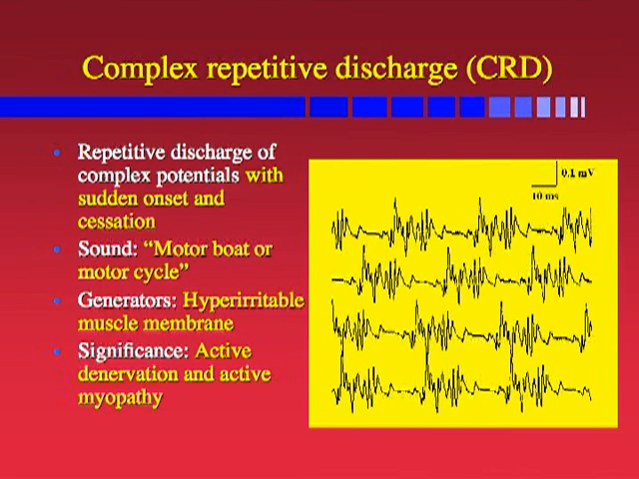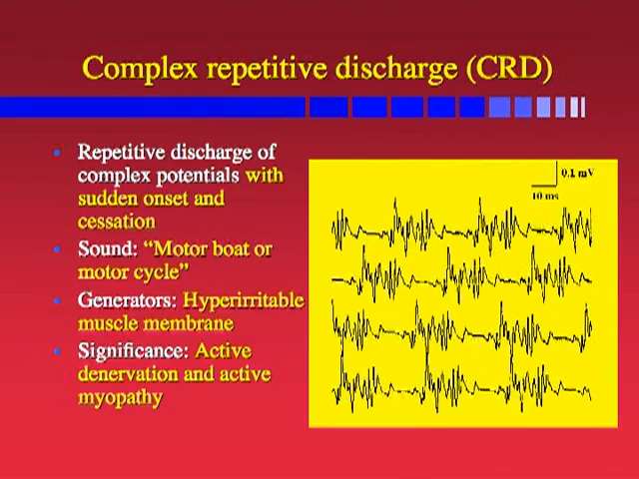Complex repetitive discharge, or bizarre high-frequency waves. Complex repetitive discharge, or CRD, refers to the repetitive discharge of complex potentials with sudden onset and cessation and the characteristic sound of a motorboat or motorcycle. The waveform of a single CRD is typically polyphasic, complex, and uniform from one discharge to another.